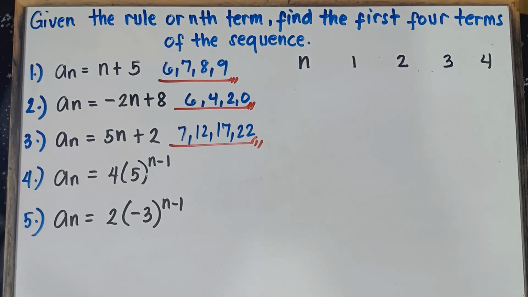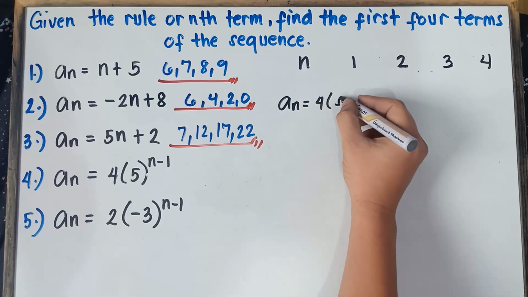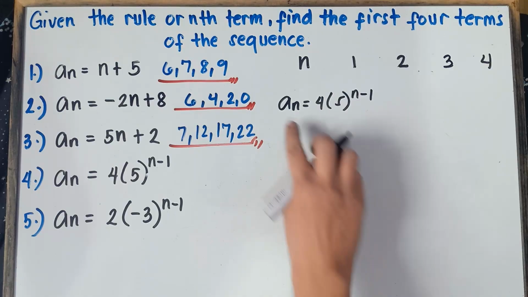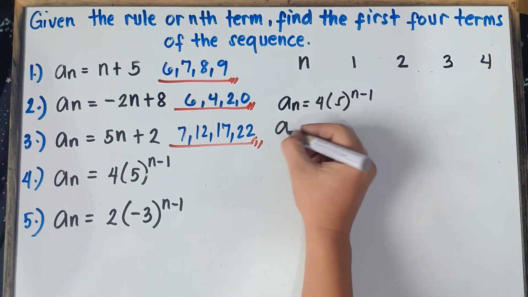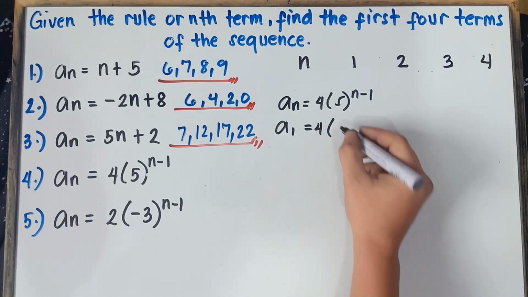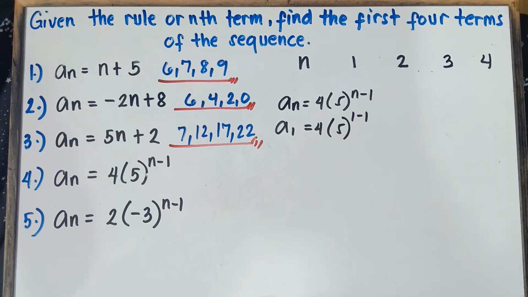Alright, so example number 4, our given equation, we have a sub n equals 4 times 5 raised to the power of n minus 1. So simply substitute the value of n, that would be 1. So our first term, a sub 1: 4 times 5 raised to n minus 1, where n is 1.